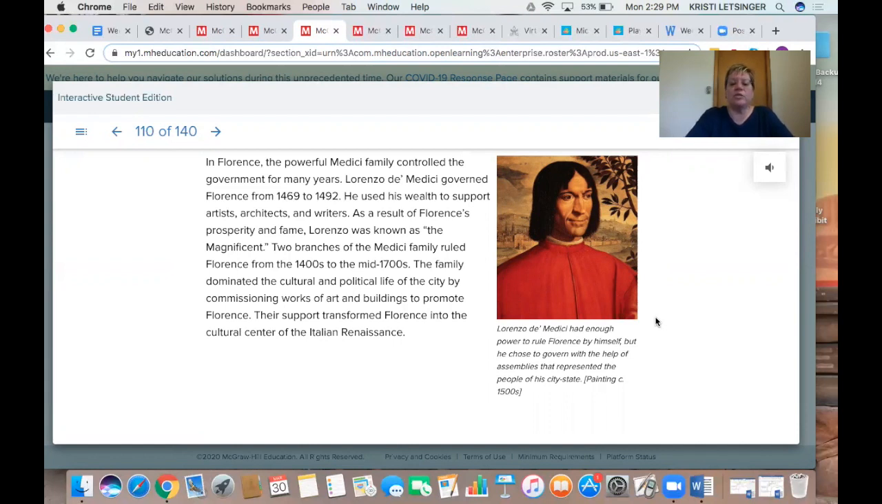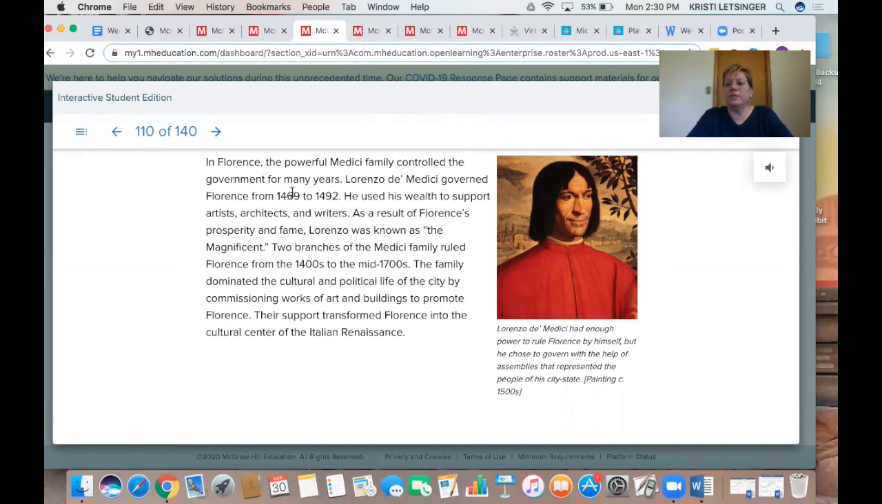And he used his wealth. He supported the arts. He supported architects. He supported writers. He really brought artistry and education to his city. If you remember, Italy had city-states, and they competed with each other to see who could build bigger and better. Well, the Medicis had the money to do that. And so they continued to build bigger and better, including the cathedral we just saw, as well as all of the art. And basically, Florence became the cultural center of the Italian Renaissance.